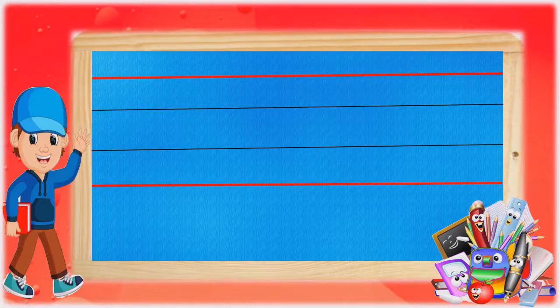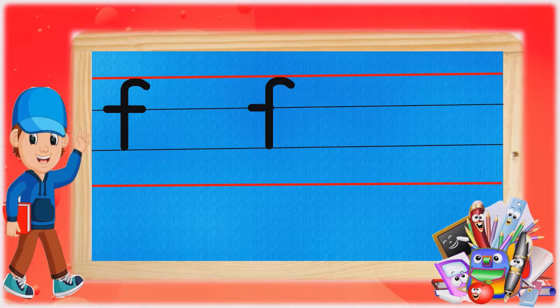Now we will write F, small f. A small curve joining with standing line and sleeping line makes small f. Again we write a small curve with the standing line and a sleeping line makes small f.